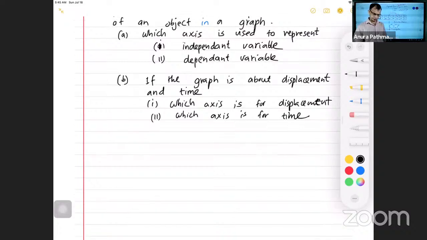C. Show displacement and time on the graph.